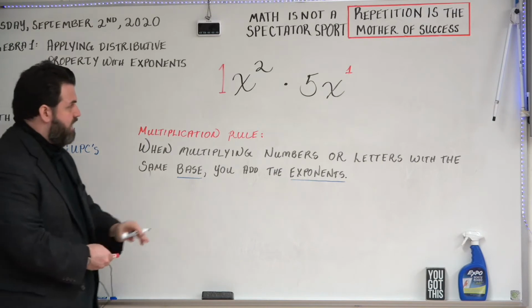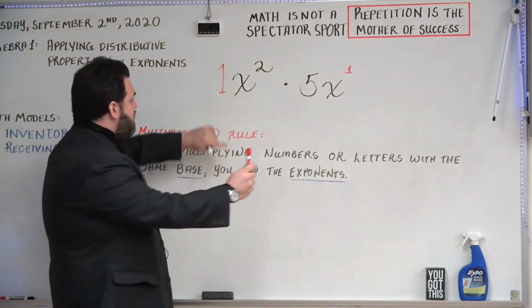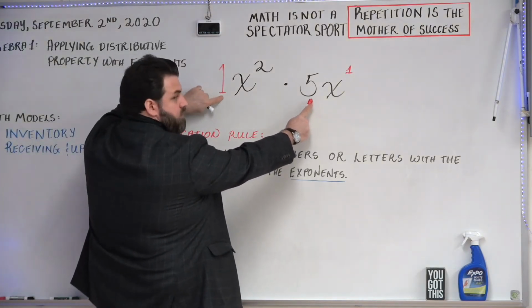All right. So the process here is to start by doing the easy thing. What's 1 times 5?